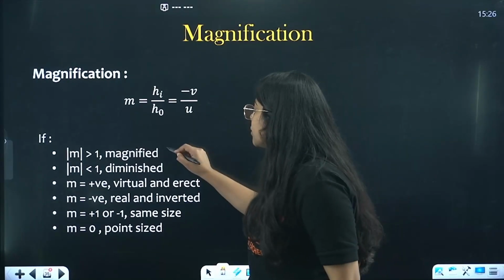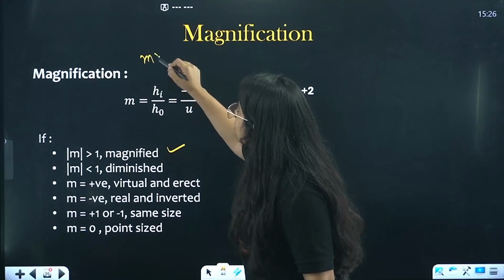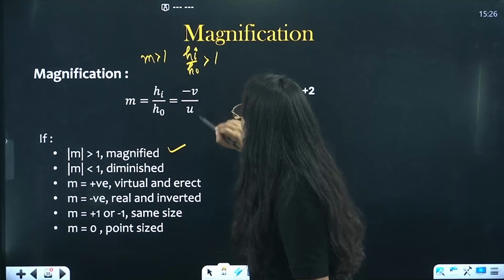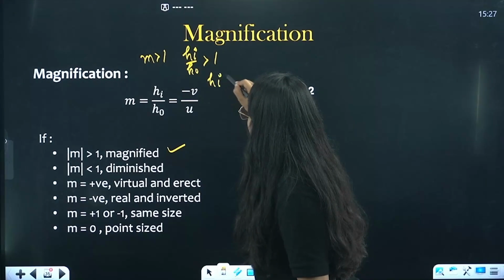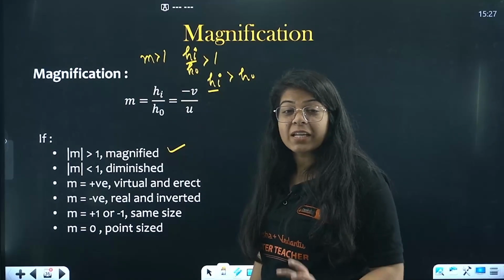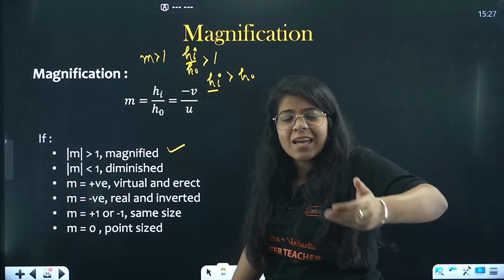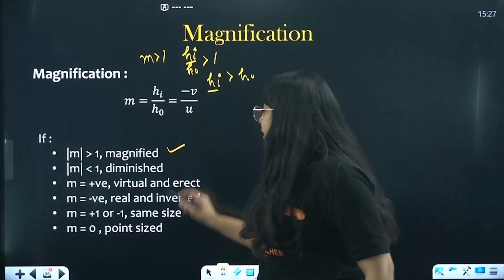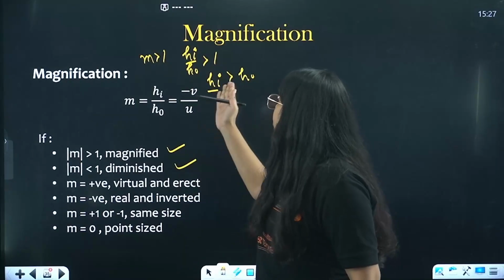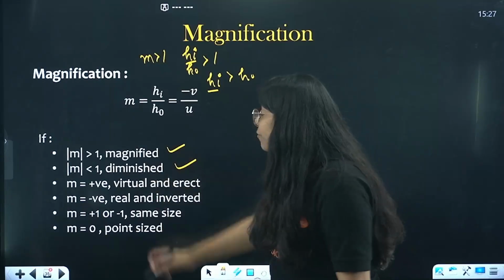Just remember, if magnification is greater than 1, that means height of image by height of object is greater than 1, so height of image is greater than height of object. The image is bigger in size than the object, so it is a magnified image. Magnification less than 1 means height of image is less than height of object, the image is smaller, so the image is diminished.